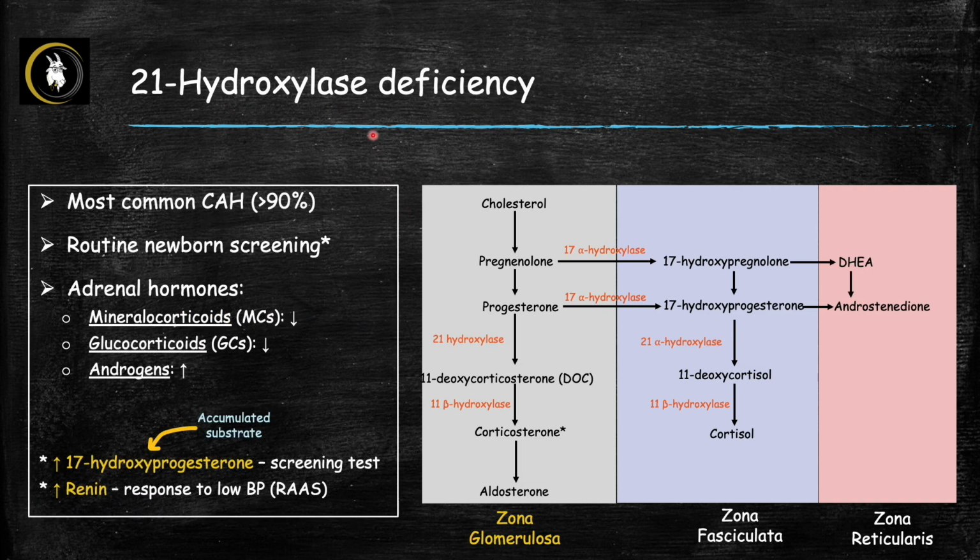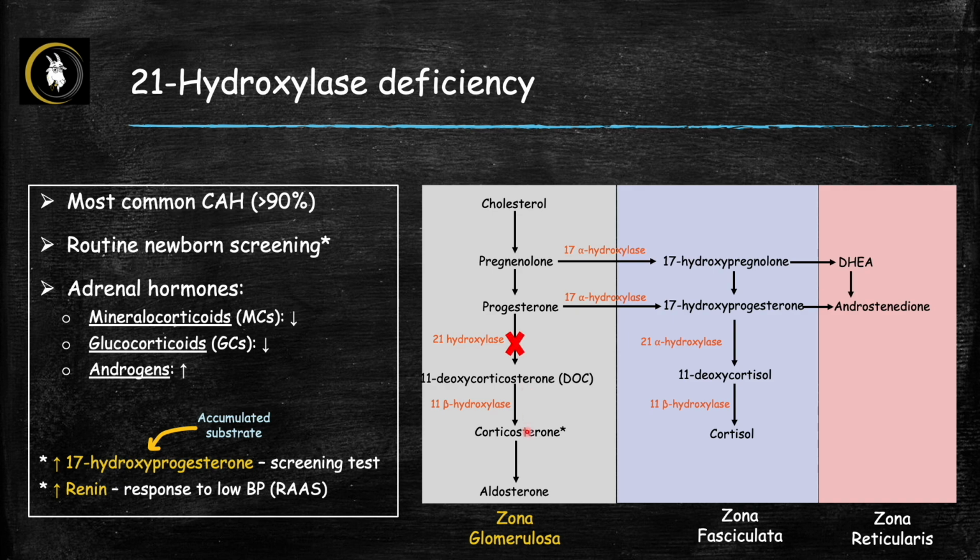All right, so let's start with 21-hydroxylase deficiency because it's the most common type. More than 90% of the cases are due to this enzyme deficiency, and it's so common that it's part of the mandatory routine newborn screening of all babies in the US. So what's going to happen right here is this reaction is going to get inhibited.